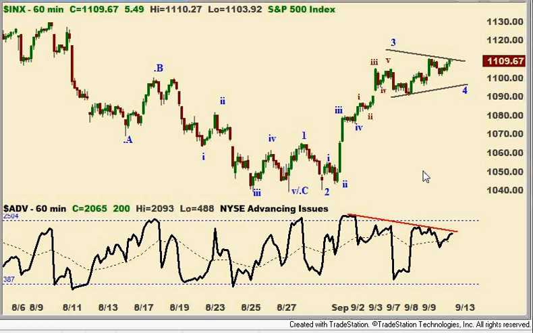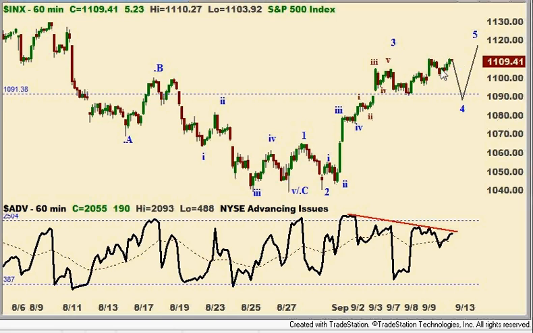Here's the short-term count on the S&P. I think we've got a little bit of a mess up here, and there's a variety of possible counts. One of my favorite scenarios is that we're working on an impulse up and we're not quite done. This correction, this sideways pattern, which has both three-wave patterns up and down, could be a triangle. It's possible it could be an expanded flat, in which case we could have a sharp move down below the 1090 area before we move back up.